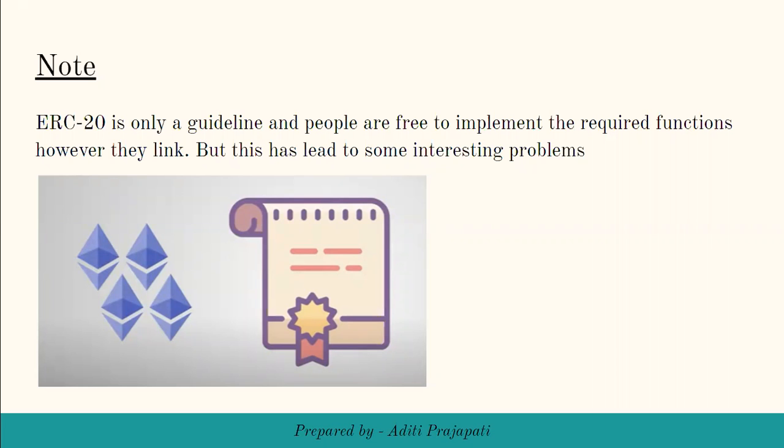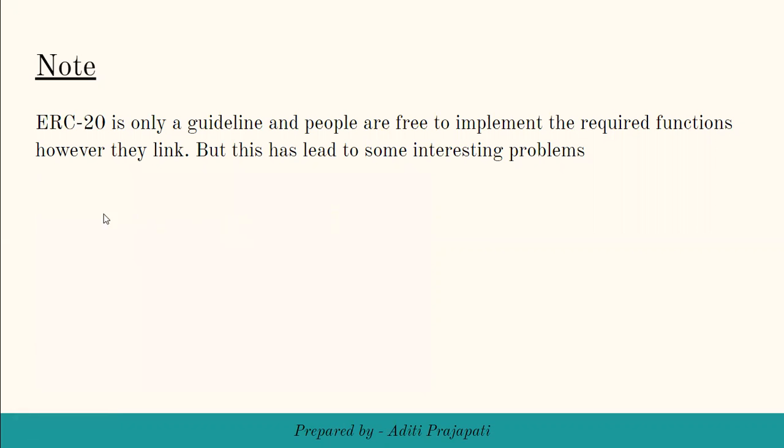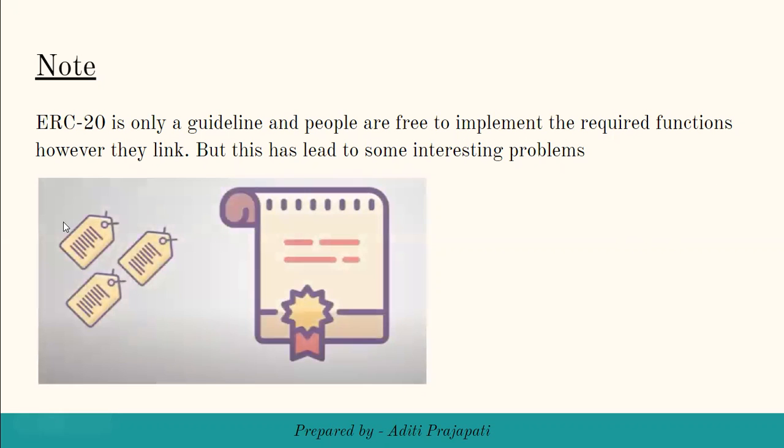ERC20 is only a guideline, and people are free to implement the required functions however they like. Because they are free to use any kind of function and any input they want, this has led to some interesting problems. For example, if you want to buy some tokens, you have to send some ether to the smart contract. But what if the sender has sent tokens instead of ether to the smart contract?